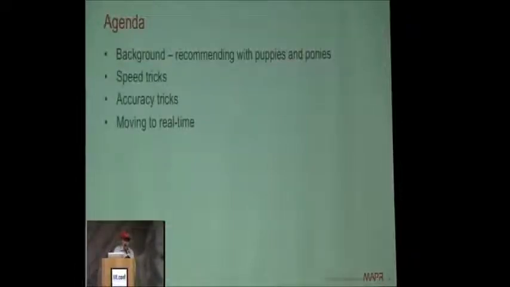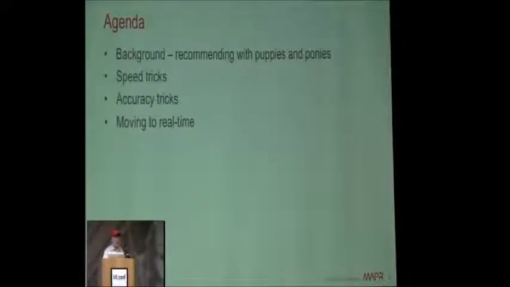So the background here is what I'm going to talk about first, how puppies and ponies actually works. The basic idea is that we use co-occurrence learning and drive what are called indicators into a search engine. The search engine is used to deploy the recommenders as opposed to a purpose-built recommender. That has lots of advantages.